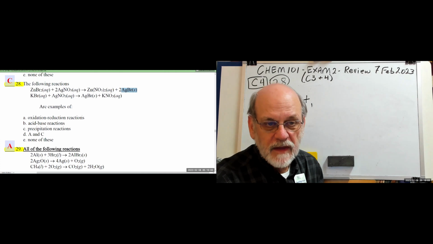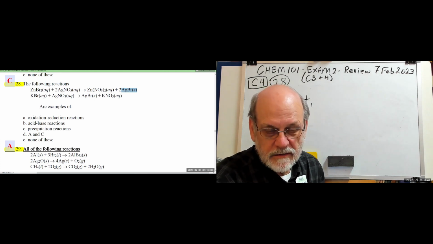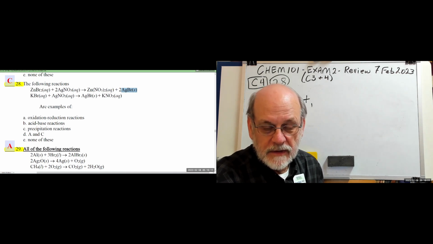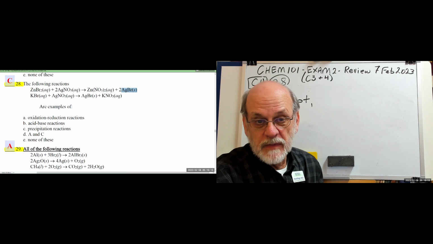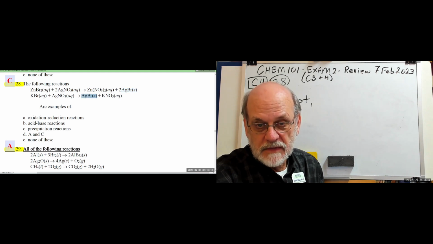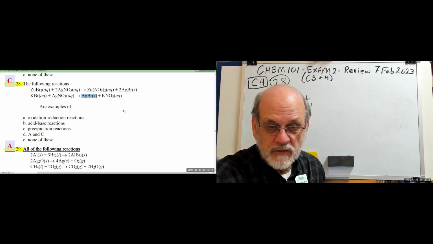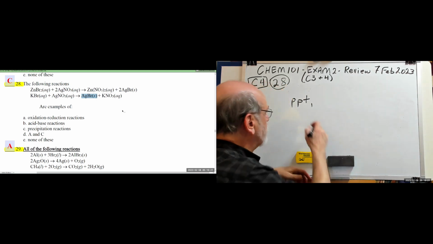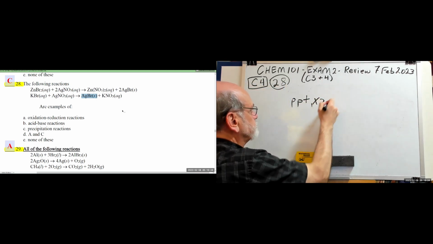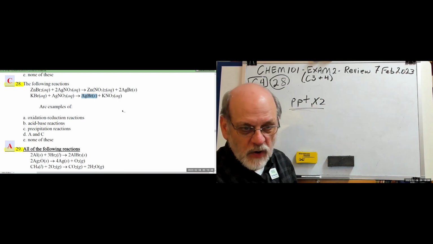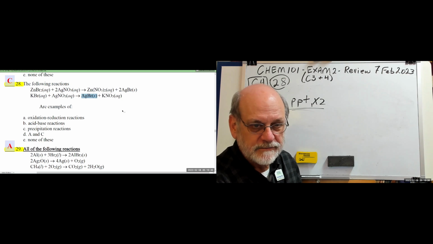The second one, we've got KBr, aqueous, and silver nitrate. Silver reacts with, we made a solid in both of them. And they're both double replacement. These are both precipitation reactions, right? Both of them, times 2. That's why the answer is C. They're both precipitation reactions.